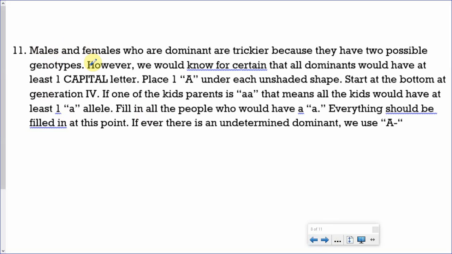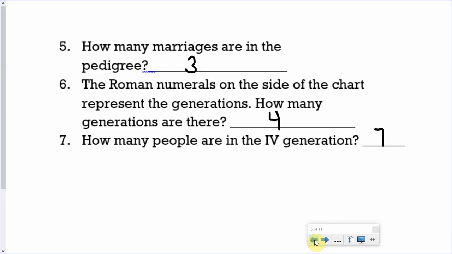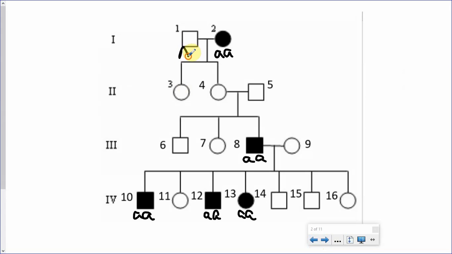Males and females, so this is where it gets a little bit trickier. Males and females who are dominant are a little bit trickier because they have 2 possible genotypes, and we talked about this when we did Punnett squares. However, as we talked about with the Punnett squares, we would know for certain that all dominant people would at least have 1 capital letter. So what we're going to do with the pedigree now is we're going to put a capital A next to each one of our unshaded boxes or empty boxes and circles here, because we would know for certain that in order to show the dominant trait, they would have at least 1 capital letter. Let me finish this one off here with number 16.